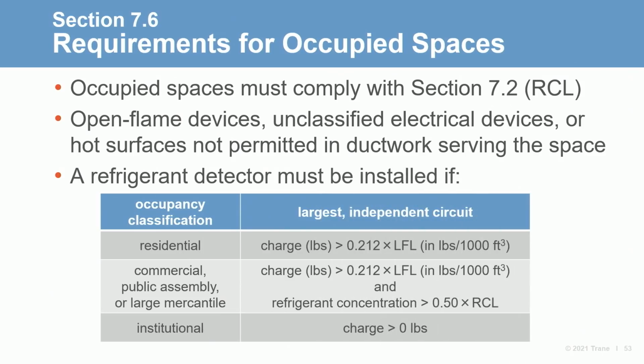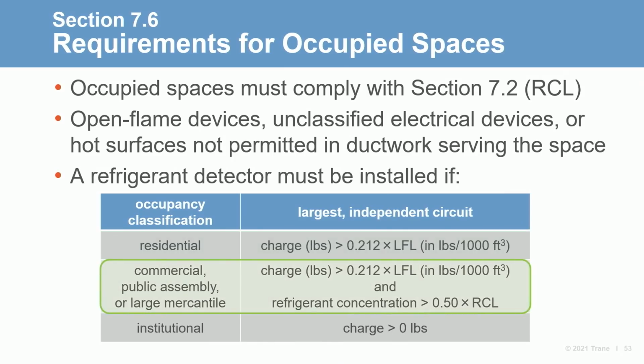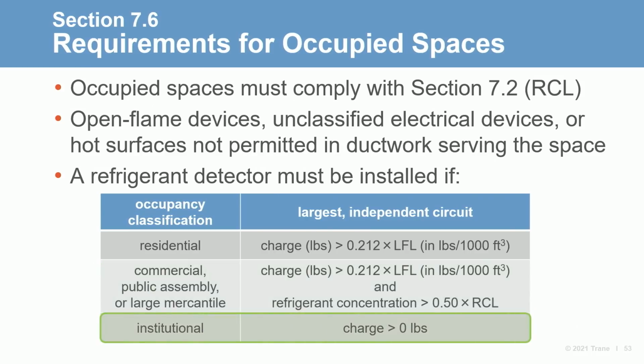Next, a refrigerant detector must be installed if the space is classified residential and the largest circuit's refrigerant charge is greater than 0.212 times the refrigerant's lower flammability limit. As Steve previously stated, the lower flammability limit is also called the LFL and may be located in Standard 34. If the space is classified commercial, public assembly, or large mercantile, a detector is required when the refrigerant concentration exceeds 50% of the RCL, and if the space is institutional, a detector is always required. Finally, a detector must always be provided when it's part of the product listing.